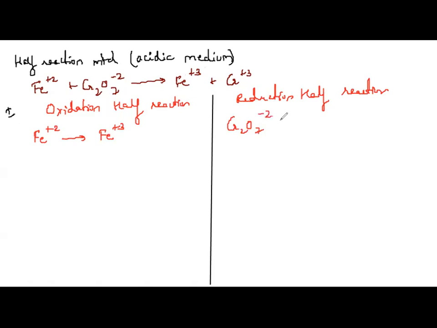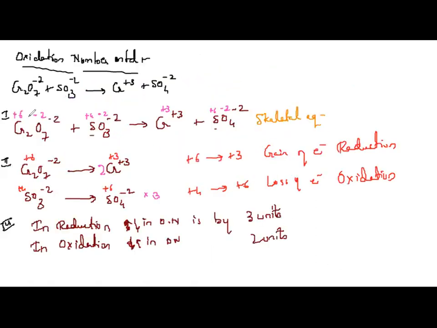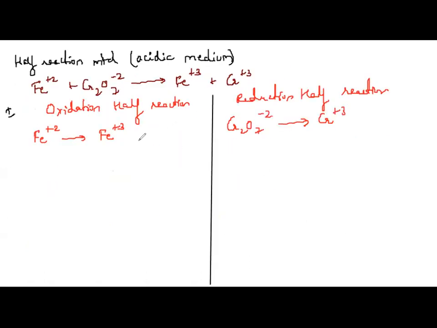Cr2O7 2- is becoming Cr3+. In one of our previous examples we have already seen the oxidation state of chromium in Cr2O7 2-, it is +6. Correct? So here I will write the oxidation states. Fe: +2, and +3 is given. Here it is +6, and it is becoming +3. And oxygen is -2. Is that right? Okay.